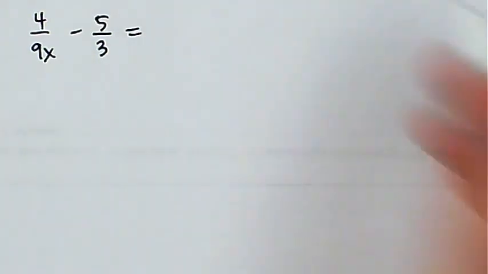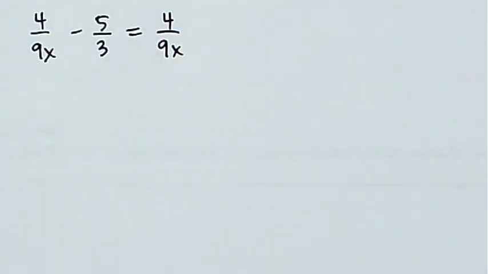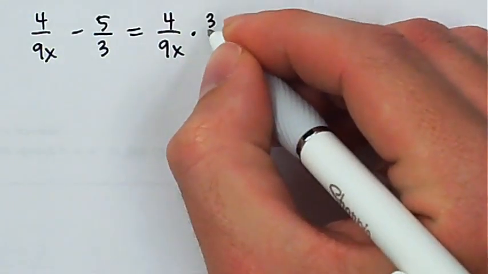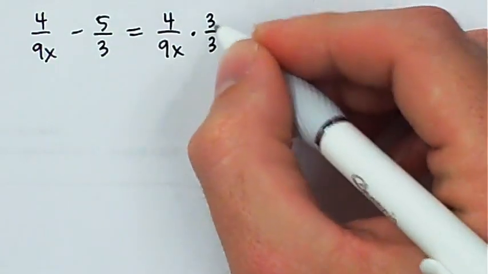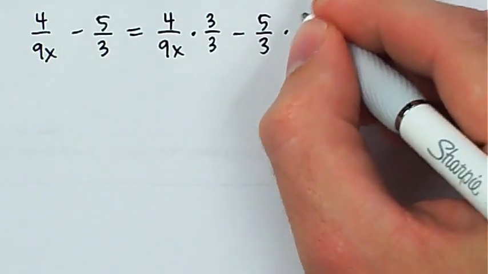I'm just going to multiply by the opposite denominator on top and bottom and show you that this will always work, but that if you see this coming with some sort of redundancy, there's a way you can work around having to simplify at the end. So 4 over 9x, I'm going to multiply by the opposite denominator on top and bottom, 3 over 3. Okay, and then I'm going to subtract 5/3 multiplied by 9x over 9x.